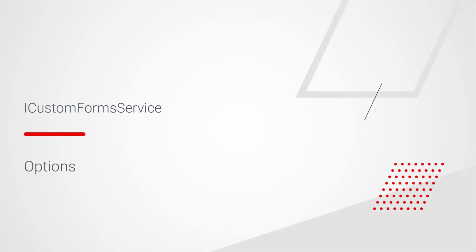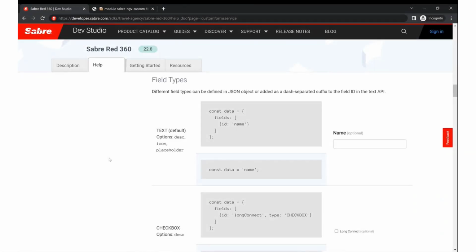In this lesson, we will learn more about options. You can find information about options in two places. First, we have developer.sabre.com, and under field types list, you can see options supported by each field type.